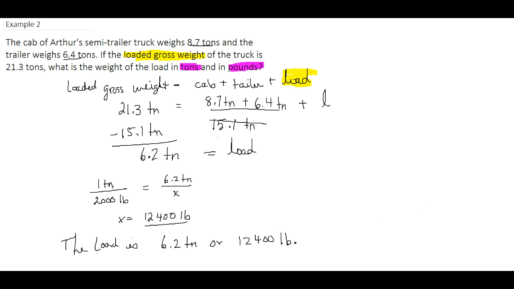Example number 3. In example number 3, we have a 12-ounce can of vegetables, and that 12-ounce can costs $1.49. And I have a 1 pound, 2-ounce can of the same vegetables, and it costs $2.19. And which is a better buy?